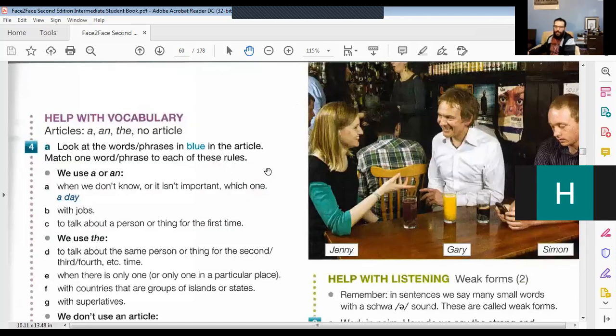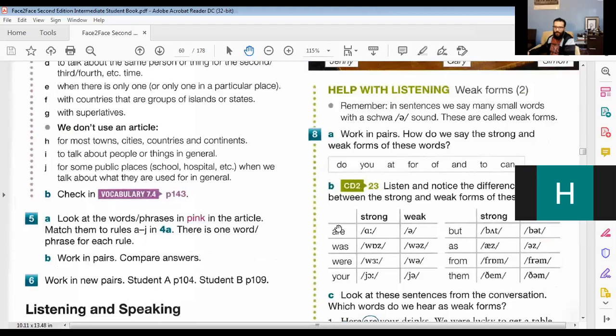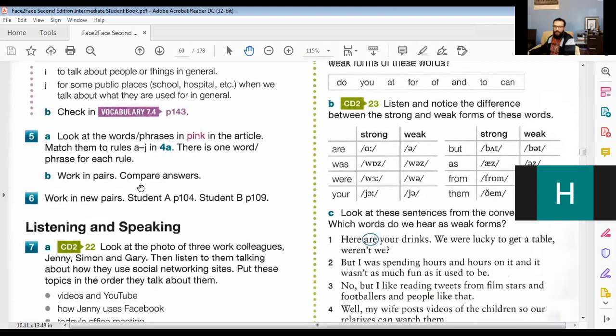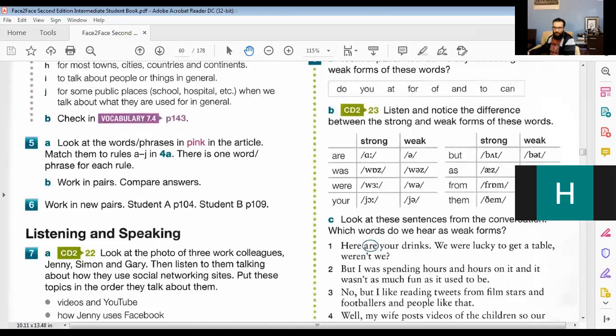So now we have another question. In this question, it says, look at the words in pink and match them to the rules. There is only one word, one phrase. All right, so this means we have to return back to the two-page view so that we can see them both together. Okay, here it is. So, resume.